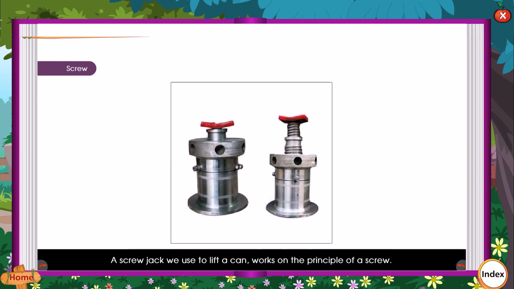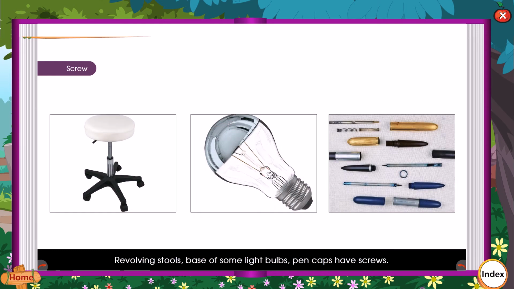A screw jack we use to lift a car works on the principle of a screw. Revolving stools, the base of some light bulbs, and pen caps have screws.